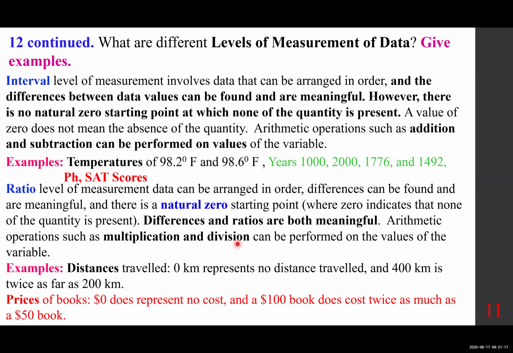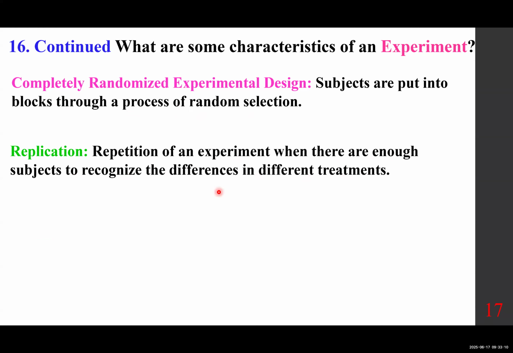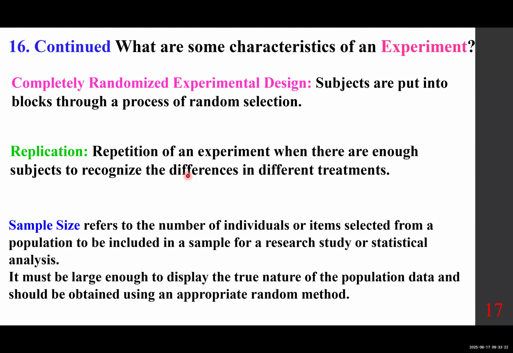Let's look at a couple more. Completely randomized experiment design means subjects are put into blocks through a process of random selection. This is extremely important, this randomization. Replication. Repetition of an experiment when there are enough subjects to recognize the differences in different treatments. Of course, this, if the resources are available, is a must. So you replicate, you repeat to make sure the result is what you believe it should be.